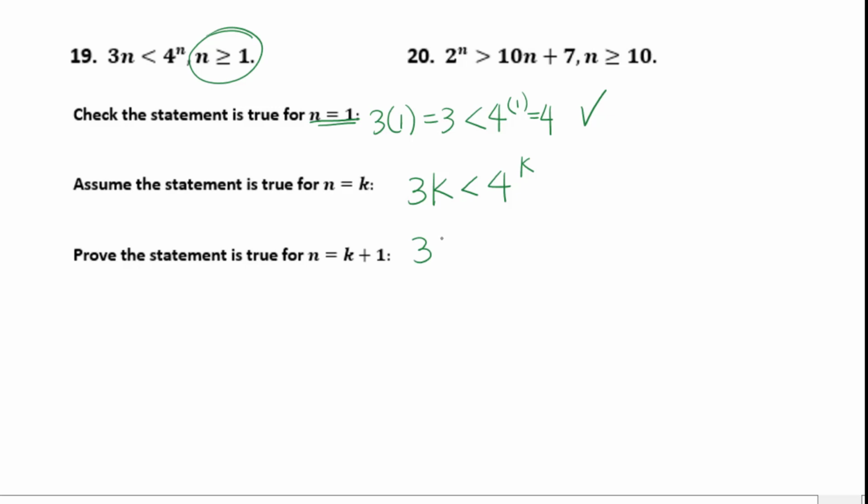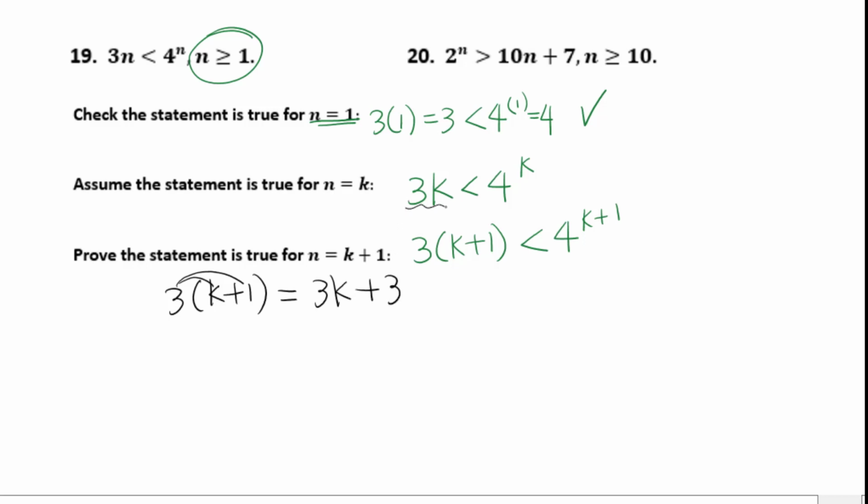We want to prove 3 times k plus 1 less than 4 to the k plus 1's power. So we get started from 3 times k plus 1. First of all, definitely the distributive property, 3k plus 3. We will use this assumption, less than 4 to the k's power plus 3. We want to create 4 to the k plus 1's power.